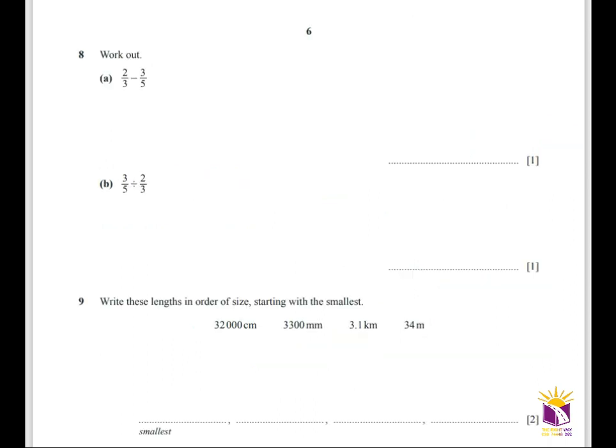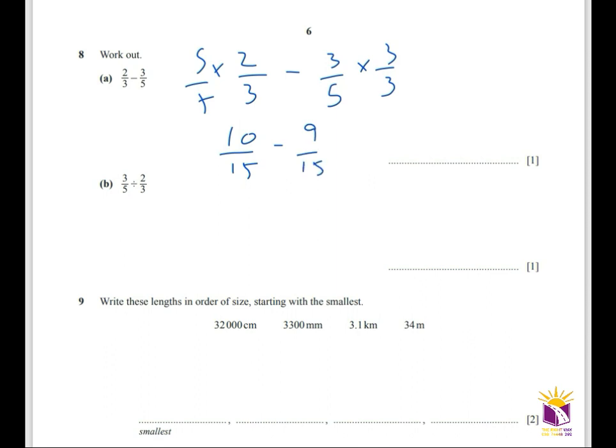Question number 8. 2 by 3 minus 3 by 5. We are going to multiply the first 2 with the 5. 2 by 3 multiply 5 by 5 minus 3 by 5 multiply 3 by 3, so that our denominators are going to be matched. 5 2s are 10, 5 3s are 15, minus 9 by 15. So 10 minus 9 equals 1. 1 divided by 15 will be the answer.